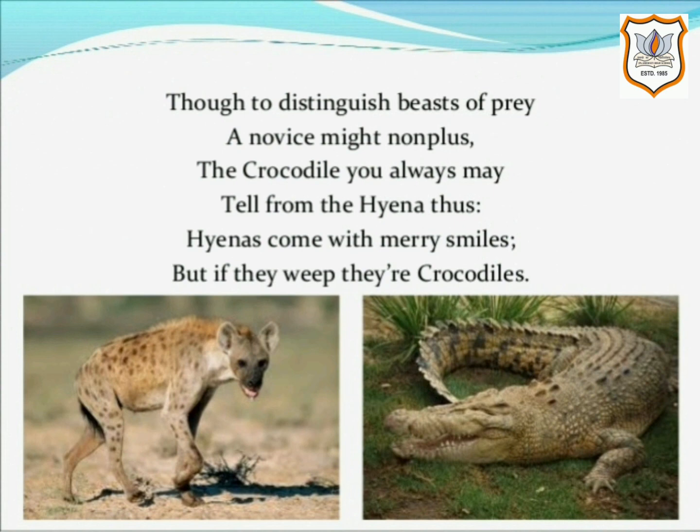Next line. Hyenas come with merry smiles, but if they weep, they are crocodiles. Here there are four figures of speech: personification, metaphor, transferred epithet and antithesis. Personification because the hyenas are given the human trait of smiling and weeping. Metaphor because there is indirect comparison between the hyenas and crocodiles, the point of comparison being weeping big tears. Transferred epithet because the word merry has been transferred from the hyenas to the smiles with which they are connected. And antithesis because opposite words smiles and weep are used for poetic effect.